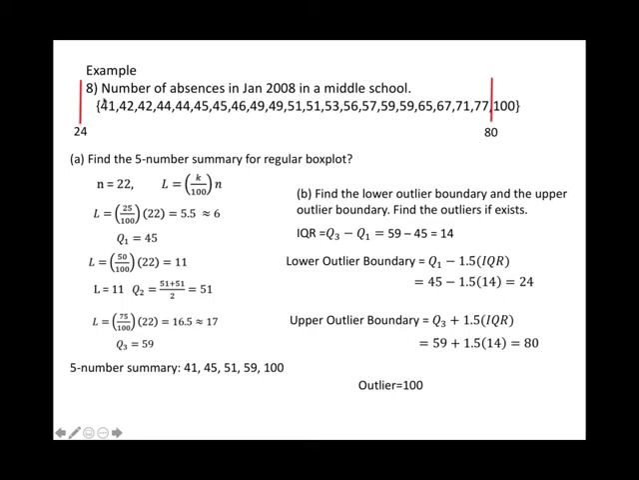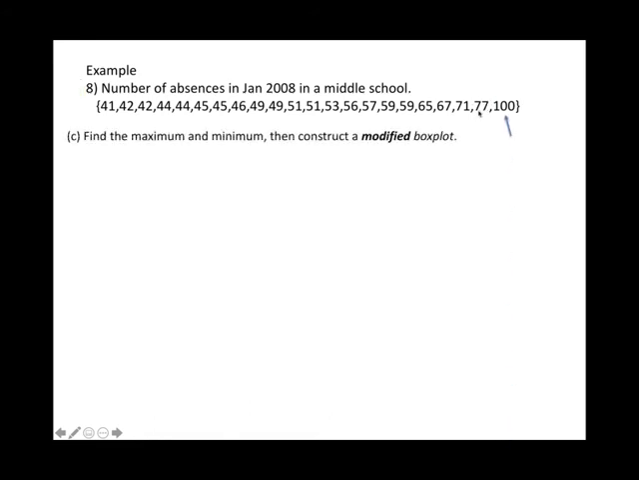What is the minimum and what's the maximum? Minimum will be 41 here. You never use the 24 and 80 from this example, because 24 and 80 are just the boundaries. They are not part of your data. So the minimum will be 41, and the maximum will be 77. So write it down here: minimum 41, maximum 77.